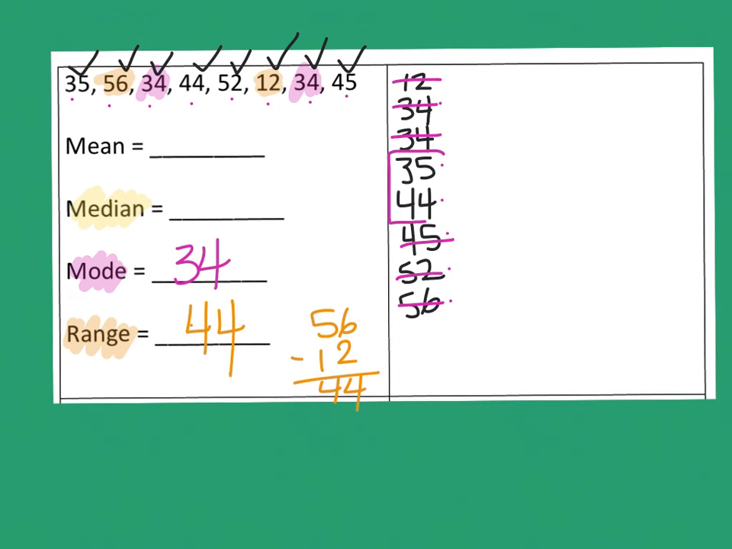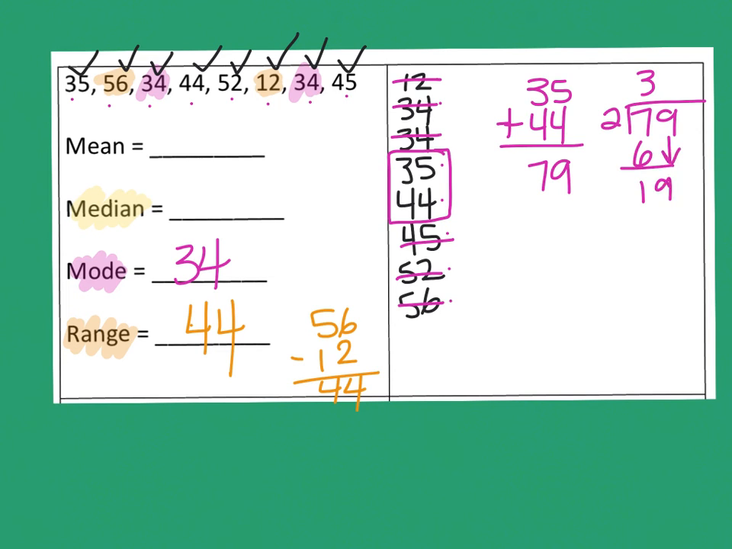And now this group has 2 numbers in the middle of the list. So I don't list them both. It said add them together and then divide them by 2. So 35 plus 44 is 79. And then I would divide that by 2 to find the middle of those two numbers. And it looks like it's going to be 39.5. So my middle number is 39.5.